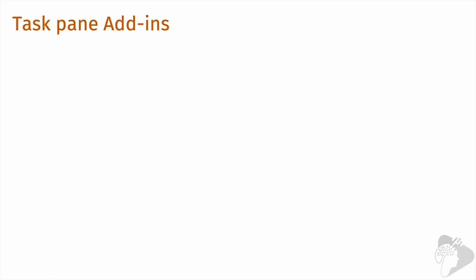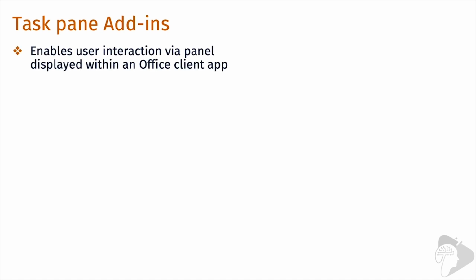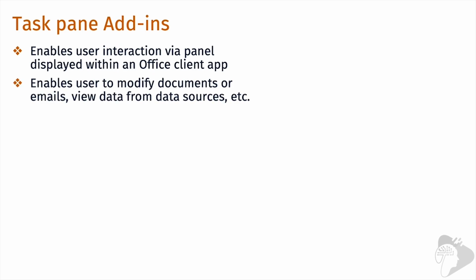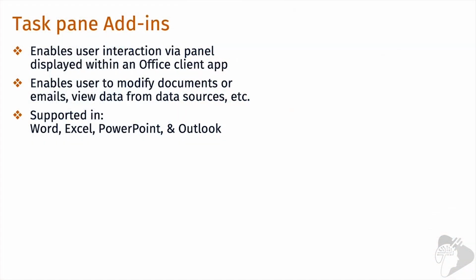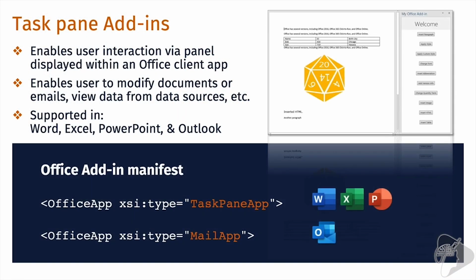So let's look at some of the most common types of add-ins. And this is the task pane add-in. So this is going to enable user interaction via a panel that's displayed within an Office client application. And it's enabling users to modify documents or emails or view data from other data sources while you're inside of the Office client. Now, the supported apps that we have to be able to create task pane add-ins include Word, Excel, PowerPoint, and Outlook.